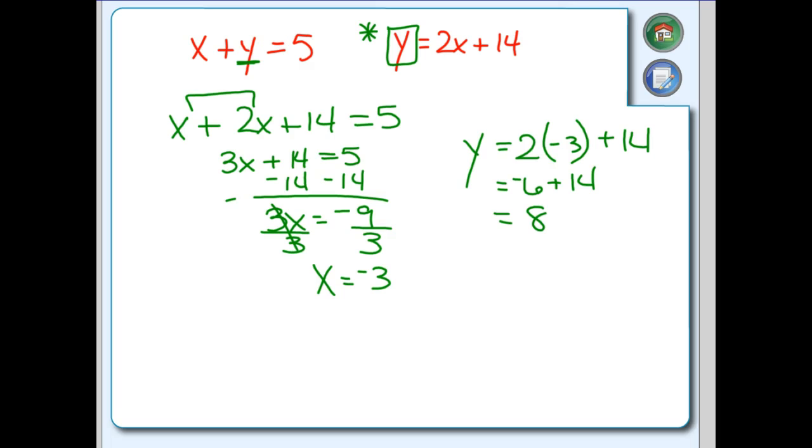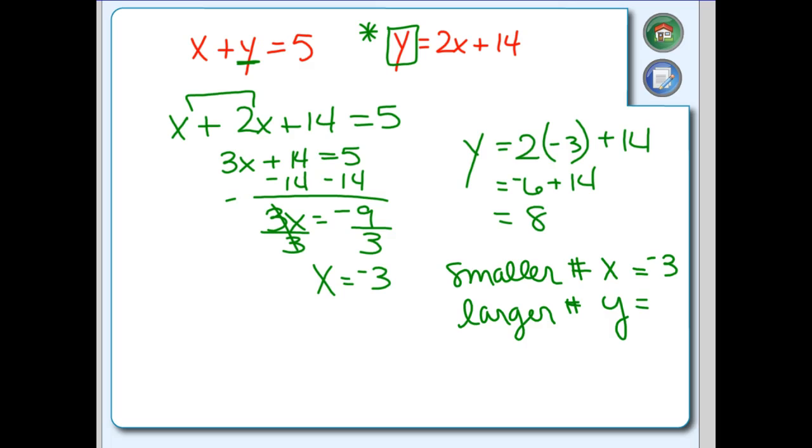Okay, so we need to answer the question now. All right, and so we would say the smaller number, okay, was x equals negative 3. And then the larger number, well, that was y equals 8. And now, what do you got to remember to do at the end? We've got to do a check.